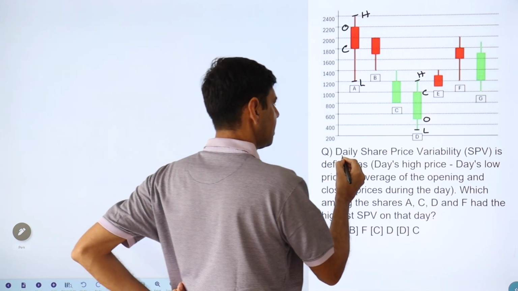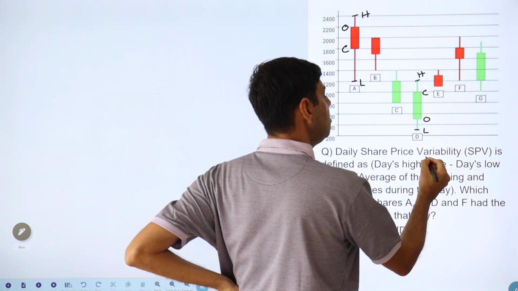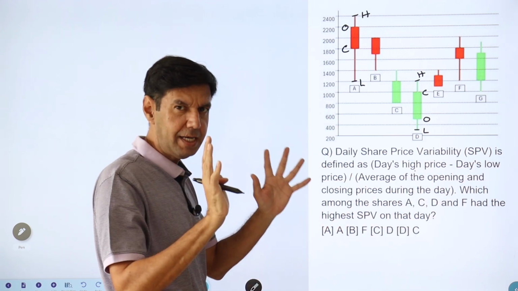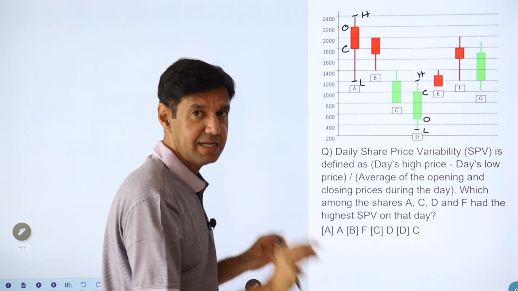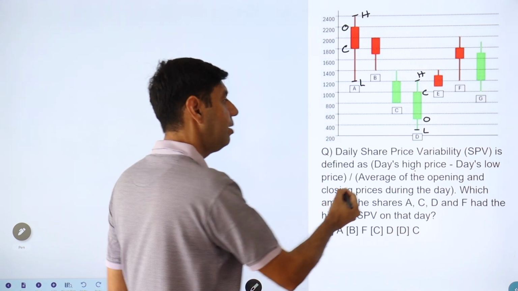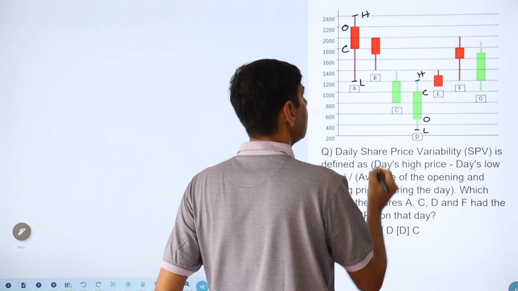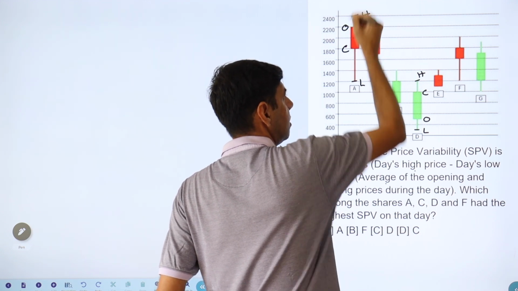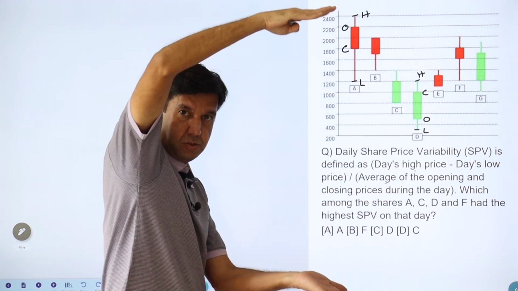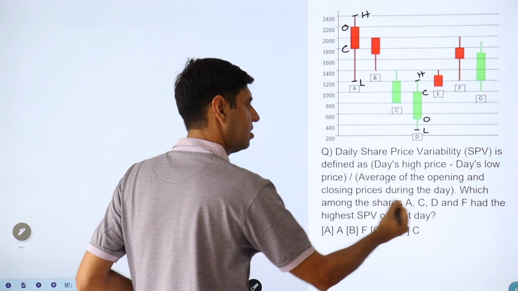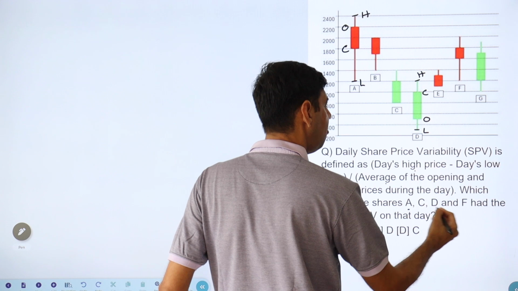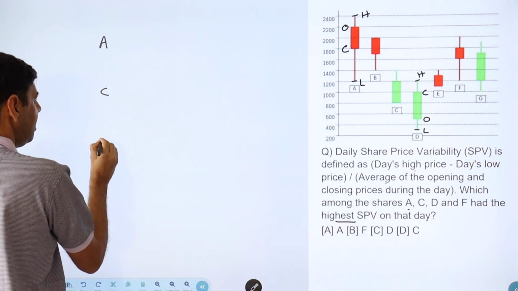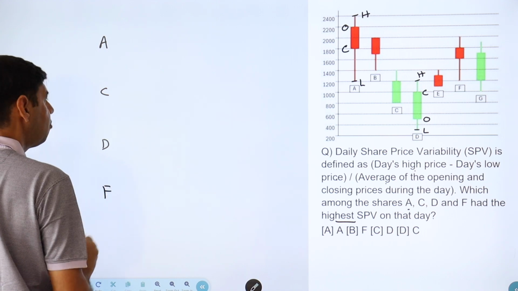Now the question says that there's a daily share price variability, defined as high minus low. In your mind, visualize the highest minus the lowest point, divided by the average of the open and closing. So for this box that we see, the total range divided by the average of the box is highest for which of A, C, D, F. You only need to do it for A, C, D and F, and find which is highest.